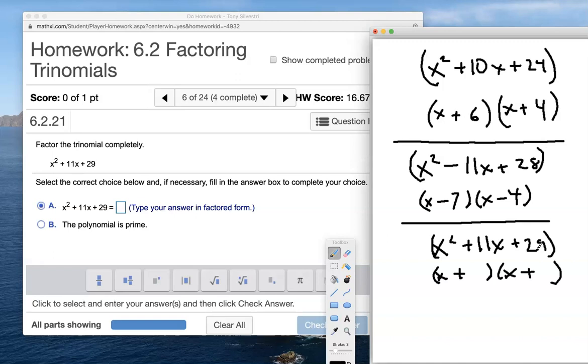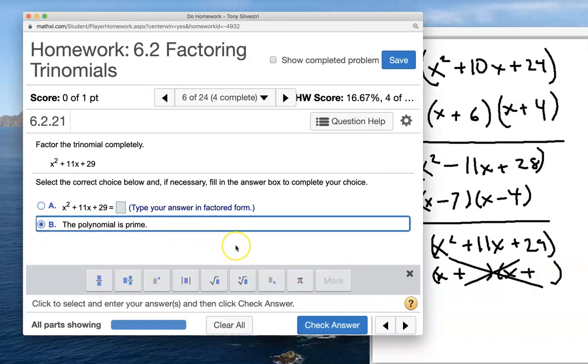So not every problem can be done. This is a problem where it cannot be factored. Can't do it. And when you can't factor it, the answer is prime. Remember what prime is? Prime is a number that can't be factored. The number 1 and itself don't count. Okay, this cannot be factored.